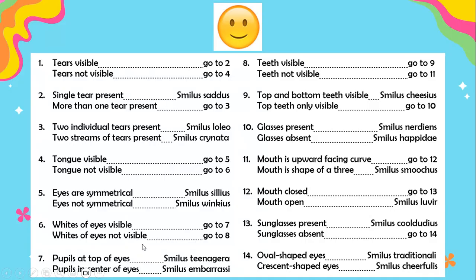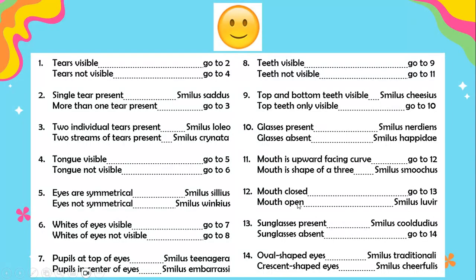Whites of eyes, visible or not visible. We do not see the whites, so we go to 8. Teeth, visible or not visible. We do not see teeth. We go to 11. Mouth is upward facing curve or mouth is shape of a 3. It is an upward facing curve, so we go to 12.